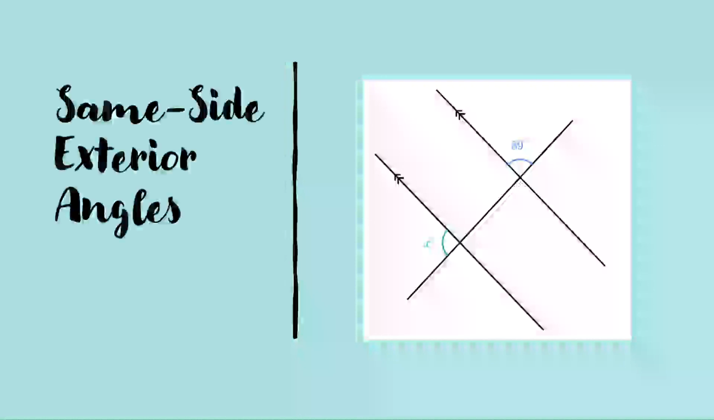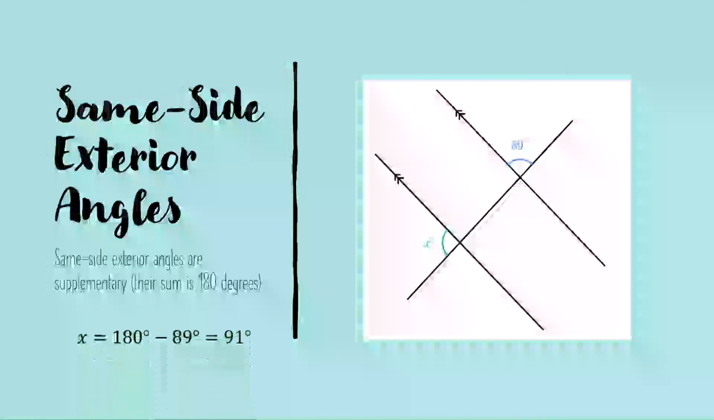In this example, we see that we are on the outside of the parallel lines. These are exterior angles, and they are on the same side of this transversal. So these are same side exterior angles. Same side exterior angles are supplementary. That means when we add them together, they equal 180 degrees. We can say X equals 180 minus 89, which is 91 degrees.